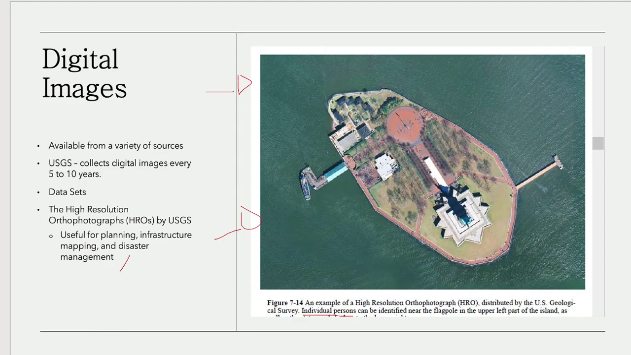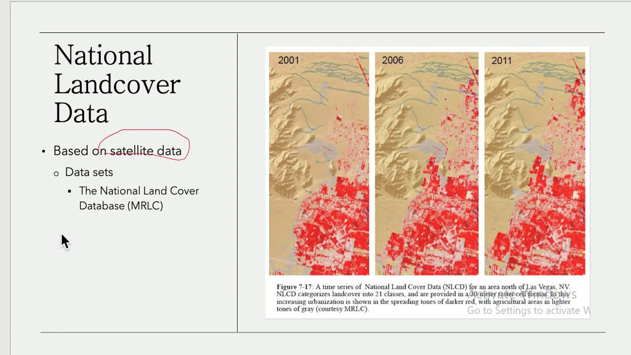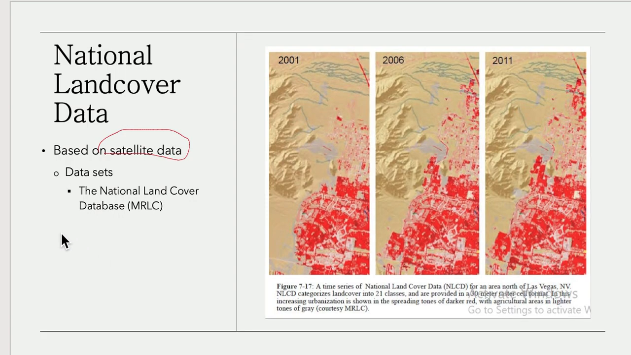This is when you get into national land cover data. So again, this is based on satellite data. This is a raster format type of data. And one of the most popular data sets is the National Land Cover Database, also known as the NLCD.